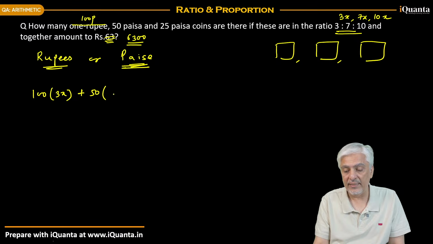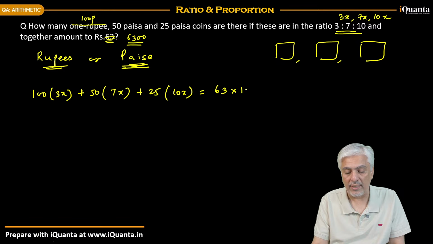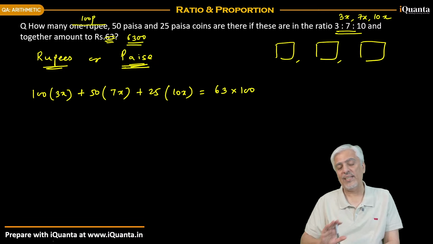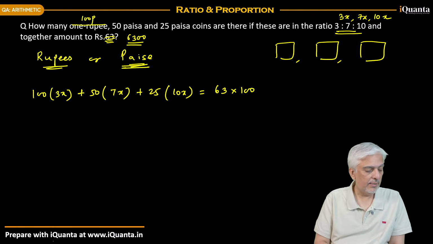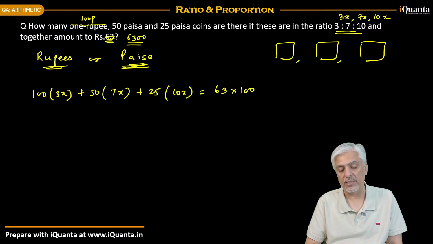50 paise ke how many coins? 7x coins. And 25 paise ke how many coins? 10x coins. The equation is 63 into 100. And you will see I don't write anything just like that. You will also understand why I wrote 63 into 100 and not 6300. Just pay attention to my calculation methods.